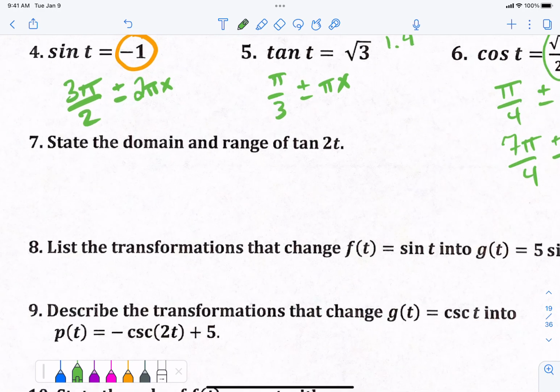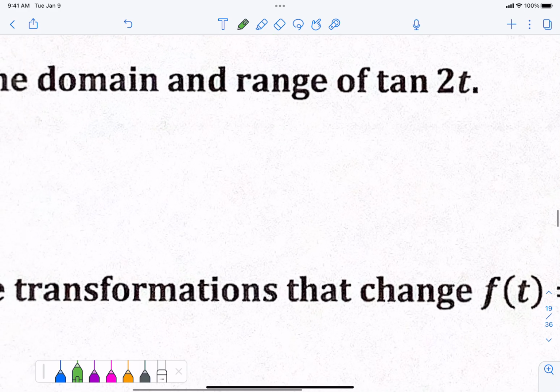Okay, domain and range of tangent of 2t. Okay, what does the 2 do to him? Stretches.